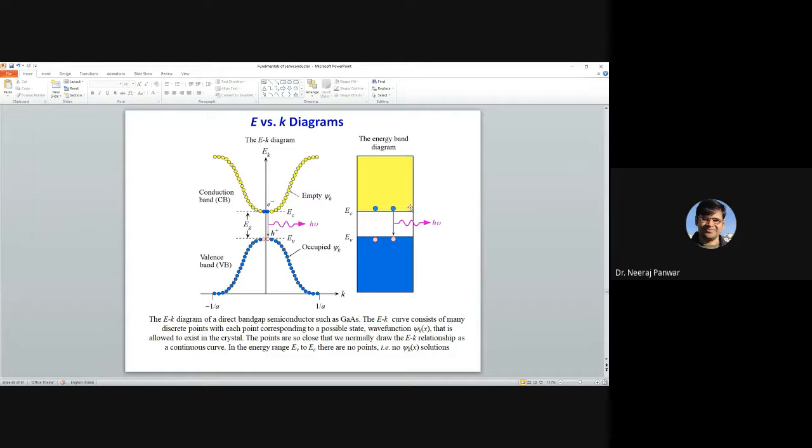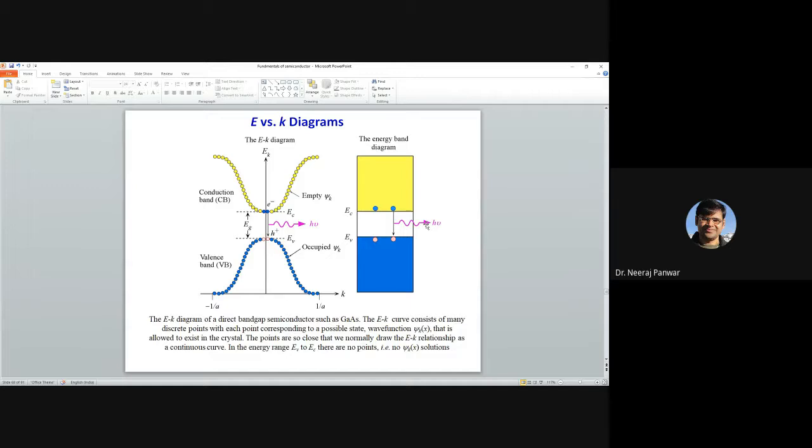The same thing is shown here. The blue rectangle represents the valence band, and the yellow rectangle represents the conduction band. And there are two holes in the valence band and two electrons in the conduction band. When the electron jumps from the conduction band to the valence band, the difference of the energy is emitted in the form of a photon.